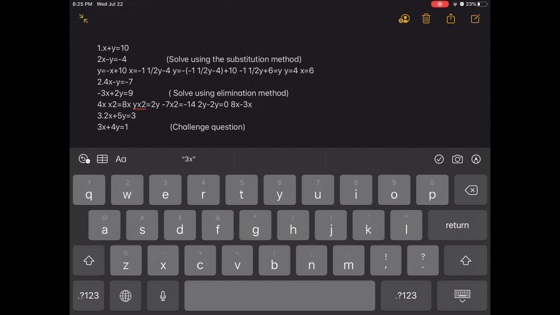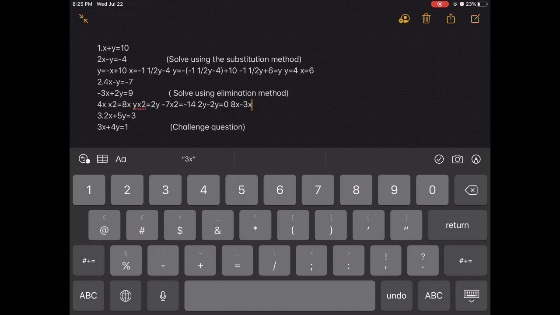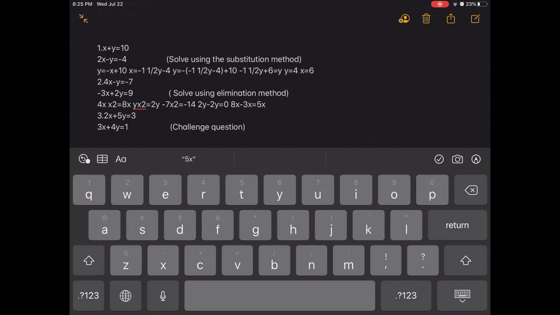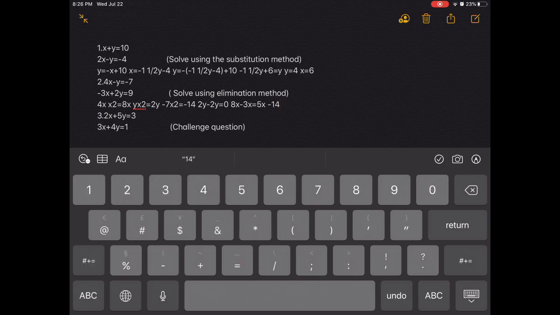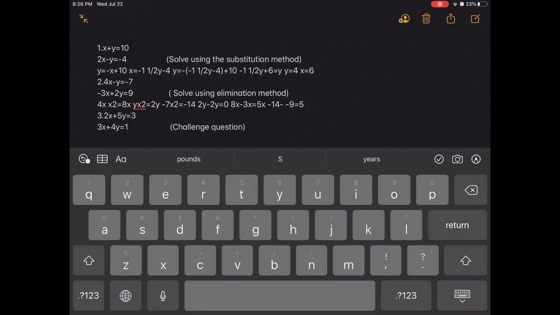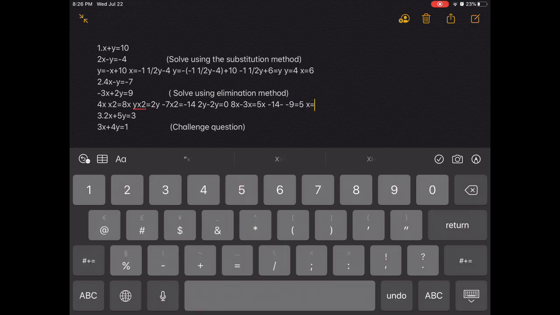So after you do that, you do 8x minus 3x, and that equals 5x. So then after you do that, since we canceled out the y's, you have to do negative 14 minus negative 9. Just let me write this down real quick so you can visually see it. So yeah. And that will equal negative 5. Why did I just write 5? I literally said it's negative 5.